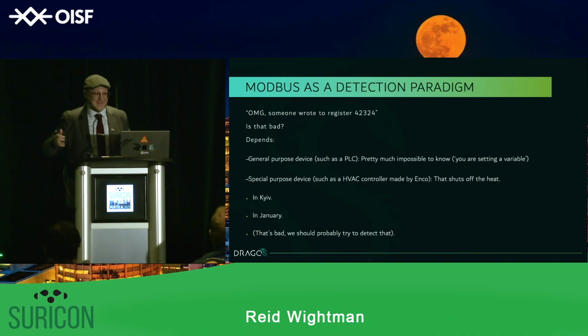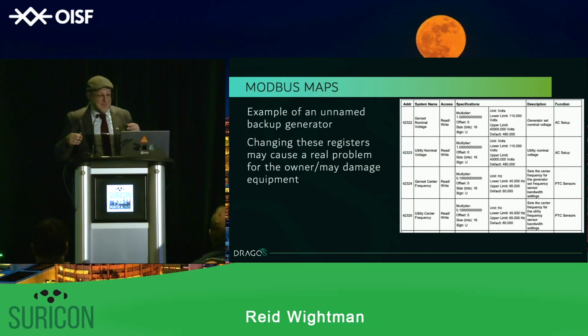And the question then is, all right, so a write command, is it good or is it bad? And that depends on the device. So here is an example of the Modbus map from a generator. This is a generator that's commonly sold in the United States and in Canada. It's a backup generator for big buildings. I won't name names, but it's there.